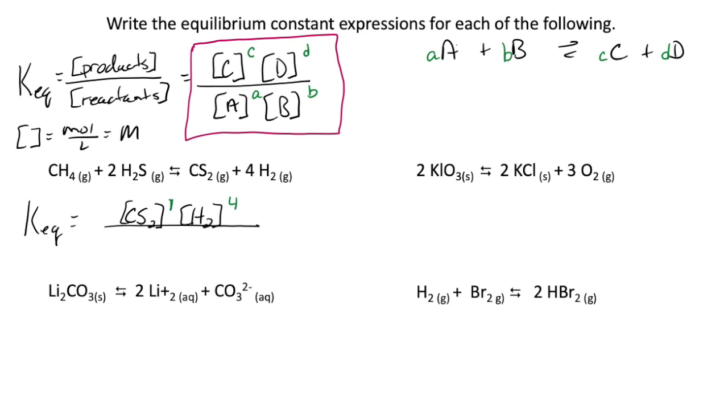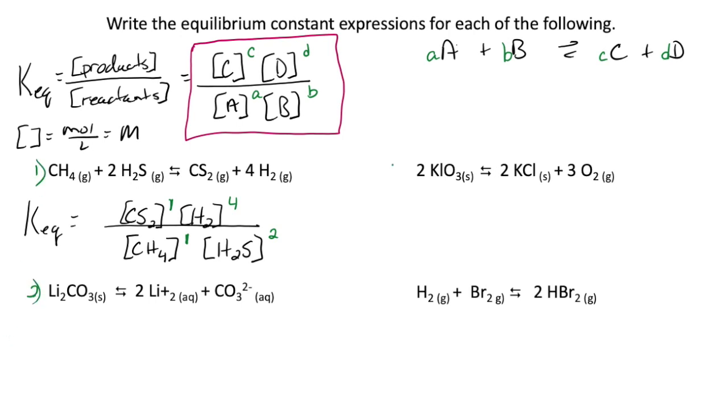Now let's write our reactants. We have CH4, so the concentration of CH4, and notice that the subscript goes inside of the brackets because that is part of your chemical formula. And we have H2S. CH4 is raised to 1. You do not have to write anything there. It's understood to be 1. And then H2S is raised to the second power. This is our equilibrium constant expression for number 1.